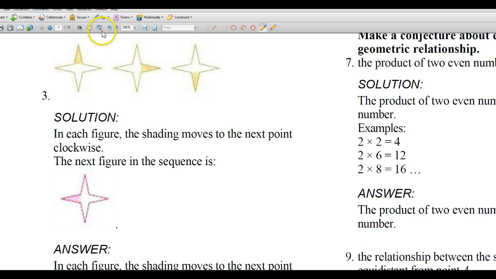For number 3, we have this pattern, and we can see that the shaded part is going clockwise to the next position. So the next position would be right here, as we can see in this figure. So this part is shaded, and our conjecture would be in each figure the shading moves to the next point clockwise, and then the next figure would look like this.